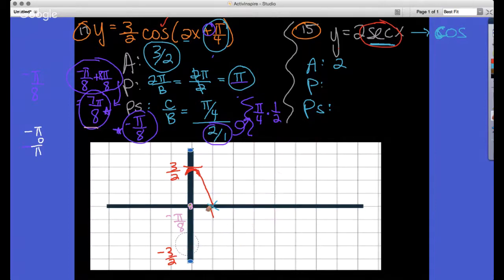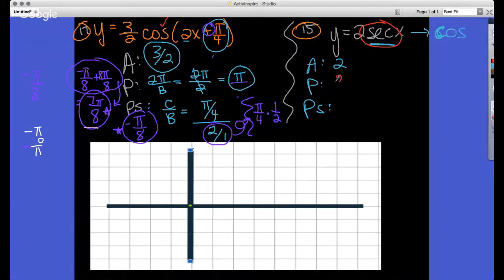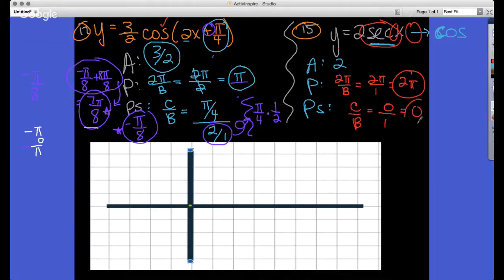Now remember that with secant here, and I'm about ready to do this one on number 15, one thing to remember is, again, 2 pi over b, right? B is 1, so 2 pi over 1, because this one value is attached. So we got a period length of 2 pi, okay? Phase shift is c over b. C is 0, right? There's nothing that follows x, so it's 0 over 1, which would be 0.